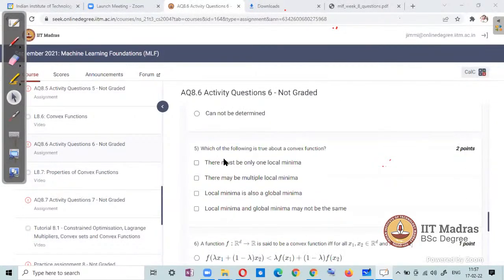Which of the following is true about a convex function? There must be only one local minima. There must be multiple local minima. Local minima is also global minima. Local minima and global minima may not be the same. Which of the following is always true? 1 and 3. There must be only one local minima, and local minima is also global minima.